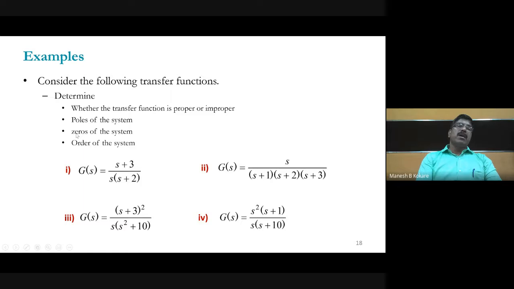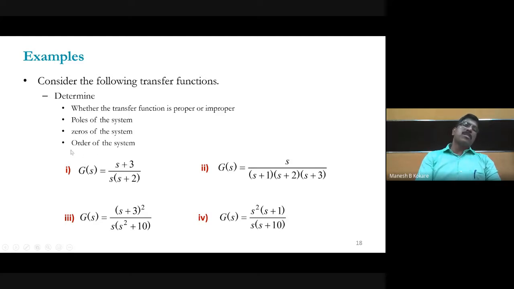Now we'll see the third question of this example, zeros of the system. How many roots are there in the numerator? Only one root, so there is only one zero, and it is located at s equal to -3. If you equate the numerator to 0, the s value will be -3. So there is one zero located at -3.